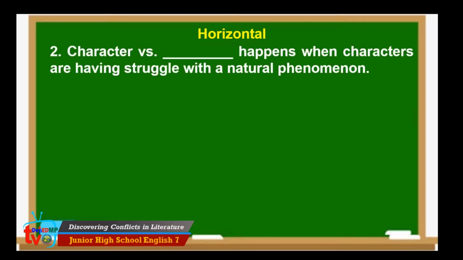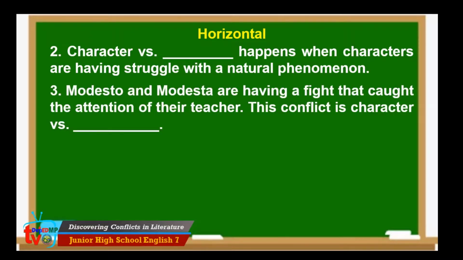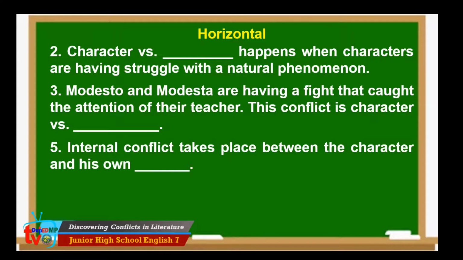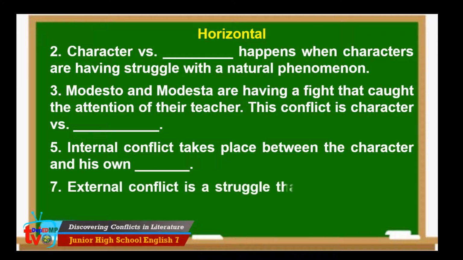Horizontal. 2. Character versus blank happens when characters are having struggle with a natural phenomenon. 3. Modesto and Modesta are having a fight that caught the attention of their teacher. This conflict is character versus blank. 5. Internal conflict takes place between the character and his own blank. 7. External conflict is a struggle that occurs blank the character's self.